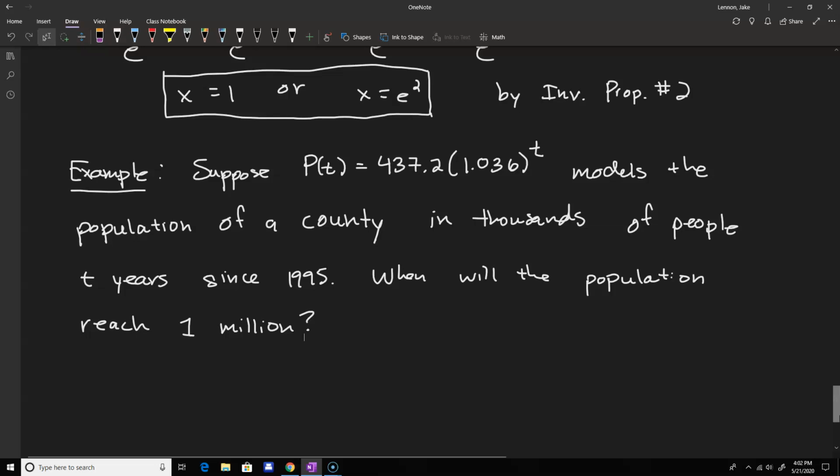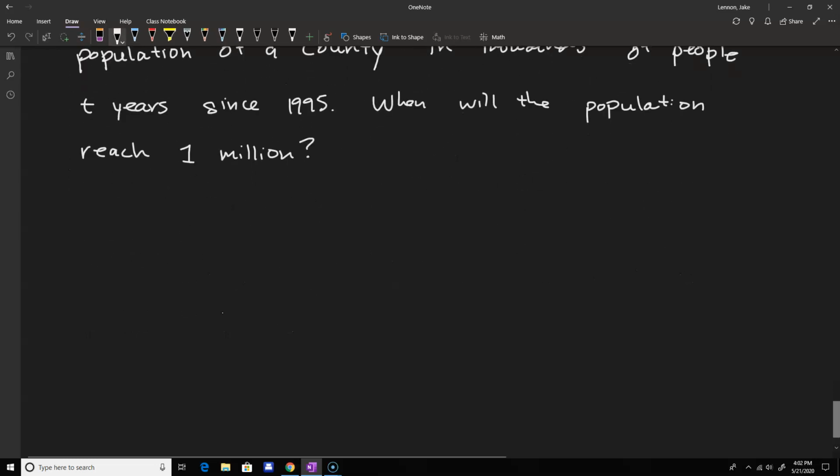So what we want to do here is write down our exponential equation, 437.2 times 1.036 raised to the t, and write what that's equal to. We're given a population number of 1 million. Well, remember the population is in thousands of people. So 1 million is actually 1,000 thousands, because 1,000 times 1,000 is 1 million. So this is the equation we need to solve.